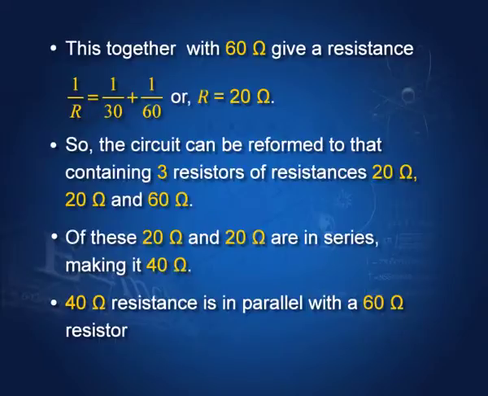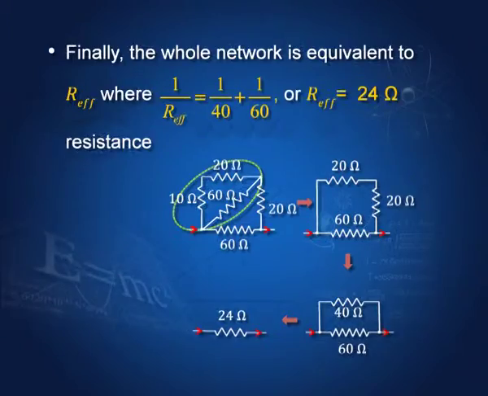So, if I redraw the circuit, this resistance is 40, this resistance is 60. So, now they are in parallel. So, 1 by 40 plus 1 by 60, and the reciprocal of that is just 24. So, these 5 resistances, their effective resistance or the equivalent resistance, is just 24 ohms. That is how we proceed with the resistances in series and parallel.